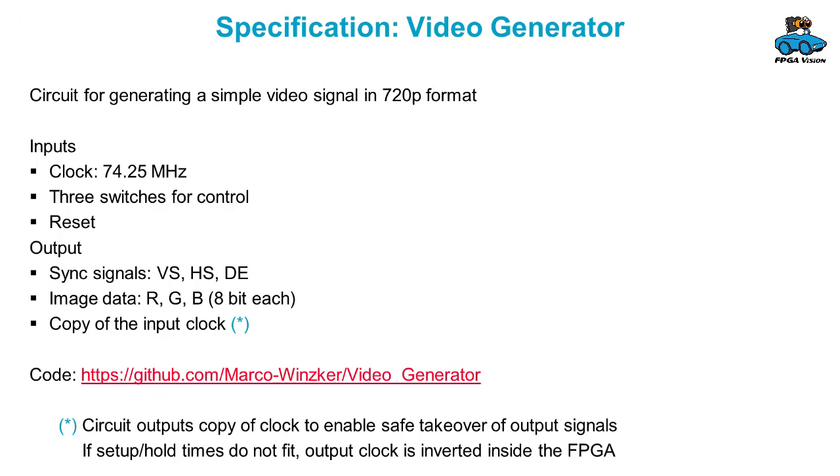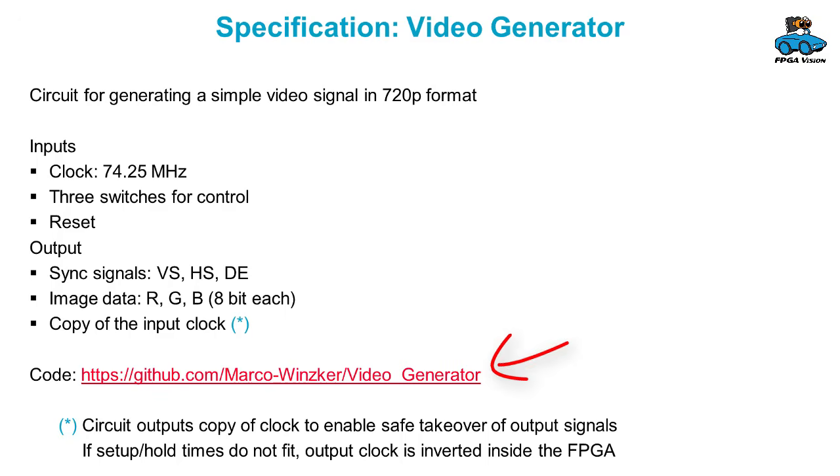We want to have a video generator for 720p format, so we need as an input the clock for this video signal of 74.25 MHz. We also want to have 3 switches to control the video signal, and we have a reset. The output of our circuit are the 3 sync signals, and the image data red, green, blue. And what we also have is a copy of the input clock that is helpful for takeover of the output signal.